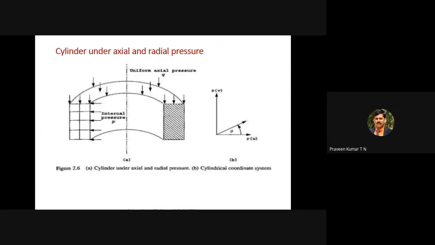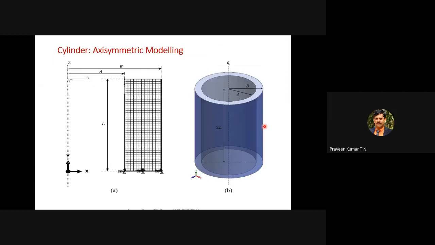Again, in the case of axisymmetry, there may be internal pressure because it's a cylinder. The loading is symmetric, the boundary condition is also symmetric, and the geometry is also symmetric about the z direction. The internal pressure P is acting in the radial direction. There is a uniform axial pressure Q, acting in the z direction. So instead of modeling the complete cylinder, only a small portion of the cylinder can be modeled as an axisymmetric element.